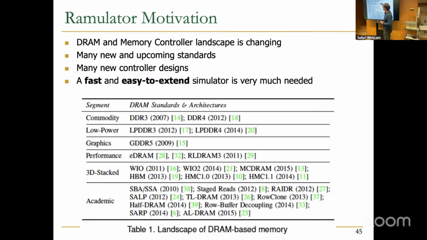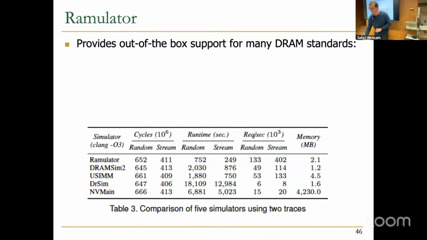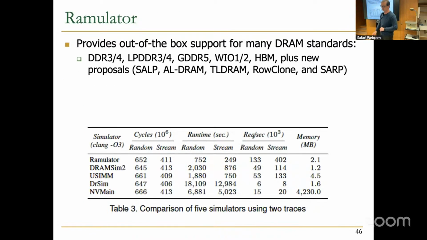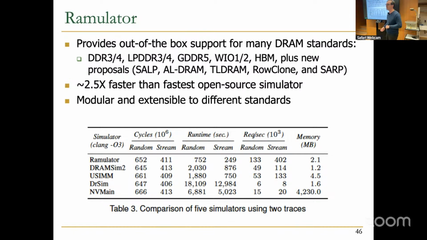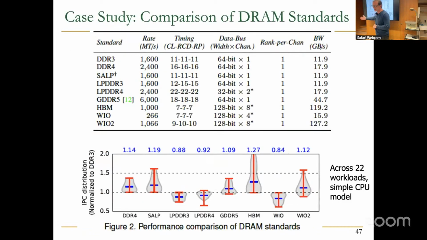Essentially, the DRAM landscape is changing. There are new memory controller designs being produced, and we wanted a fast and easy to extend simulator for modeling all of these different types of DRAM. We're going to talk about memory and processing in memory later on, but this is a fascinating landscape. People have been developing a lot of new DRAM interfaces and new ideas in DRAM. Our goal was to provide support for many DRAM standards, and Ramulator provides that support. We have a new version that provides better support, and also is as fast as possible. At least the initial Ramulator was 2.5x faster than the fastest open source simulator at the time. We also wanted it to be more modular and extensible. The initial Ramulator is still more modular and extensible compared to other simulators, but the new Ramulator is much, much better from that perspective.